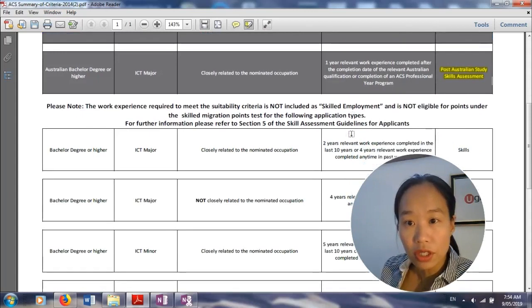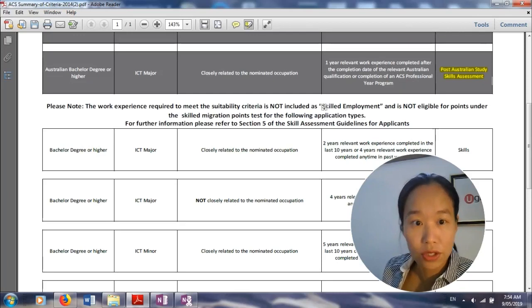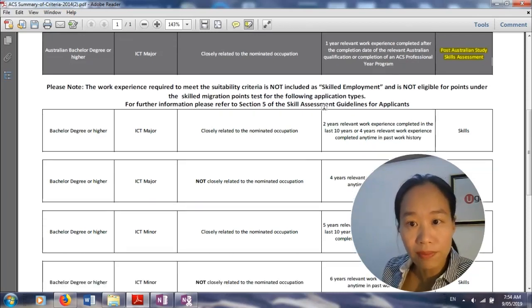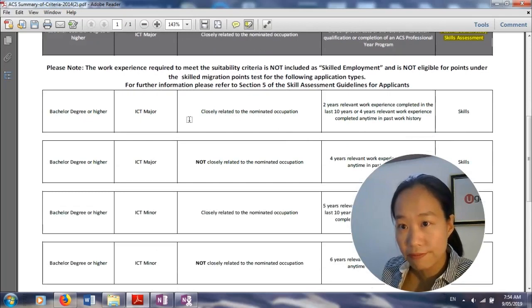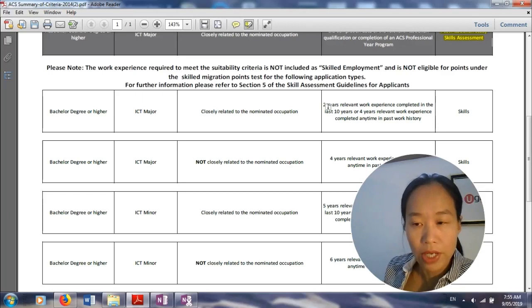However, this is only if you are in skilled employment. I will talk more about how to prove your skilled employment. If you complete your bachelor degree outside Australia, and you major in ICT, then you need 2 years of experience. So you need one more year of experience if you graduate from outside Australia. This does not mean they will award you points. They will say, yes, I deem your qualification, your experience, your occupation as relevant.